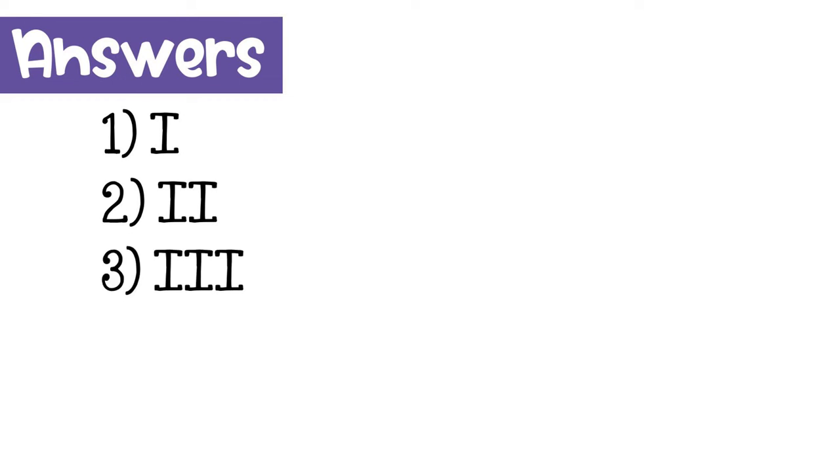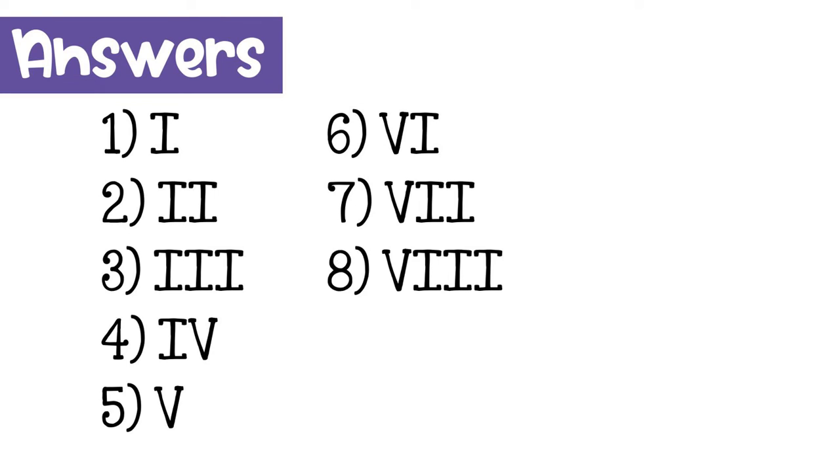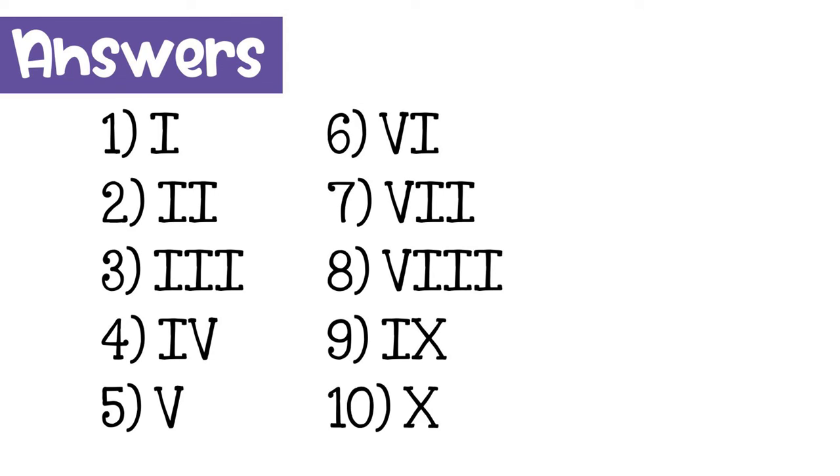Here is a list of Roman numerals in order. So 1 is I, 2 is II, 3 is III, 4 is IV, so 1 before 5. 5 is V, 6 is VI, so 1 after 5. 7 is VII, 8 is VIII, 9 is IX, or 1 before 10, and 10 is X. These are all the Roman numerals you might need for charges.